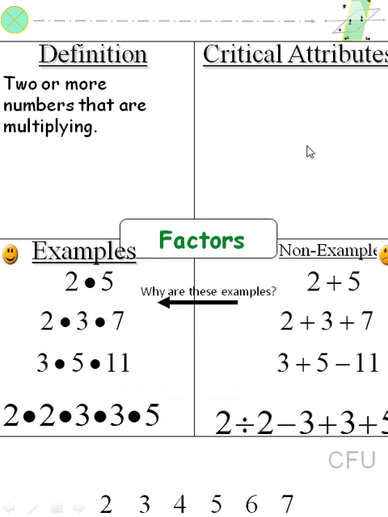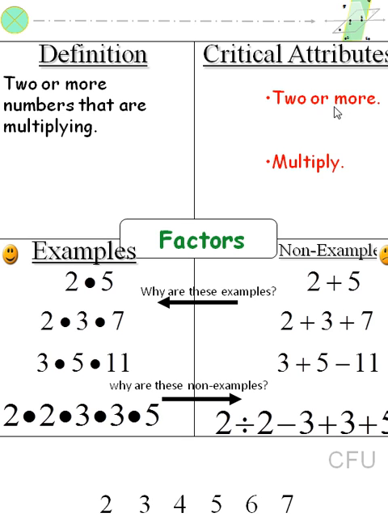So things to remember. Make sure you write in your critical attributes, there's 2 or more, and they are doing what? Multiplying. So write that down, please. 2 or more numbers, and they are multiplying. That's what factors are. All right, let's go to the next one.